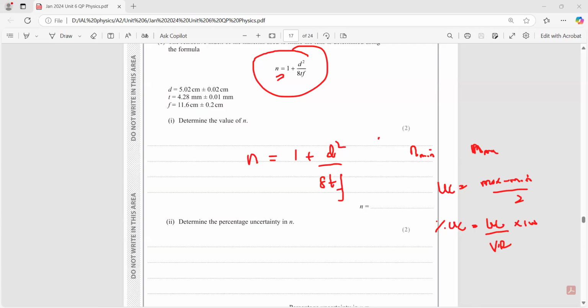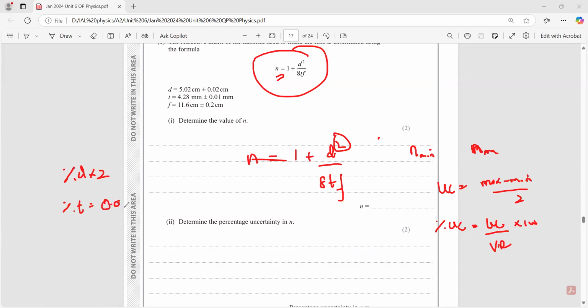Because of how n is calculated, it has d square. So it will be the percentage uncertainty in d multiplied by 2, because whatever the power is, the percentage uncertainty will be multiplied by that number. Then what is the percentage uncertainty in t? Why did we not include 1? Because 1 is a constant. 1 does not have uncertainty. Why did we not include 8? 8 is also a constant.